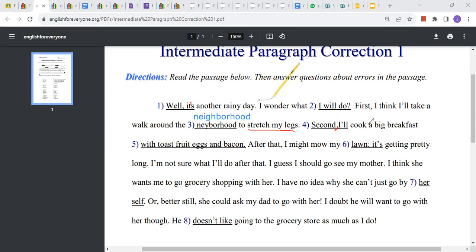Very good. Second, I'll cook a big breakfast with toast, fruit, eggs, and bacon. إيش الناقص هنا؟ كما بيناتهم Sausage, comma. أيوة, we need commas. When we're listing, we need commas.